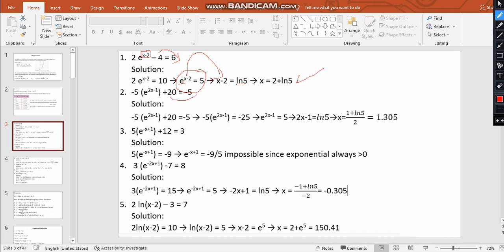So here you take this to the other side. Minus 25 over minus 5 is 5. So 2x minus 1 equal ln 5, and x will be 1 plus ln 5 over 2.